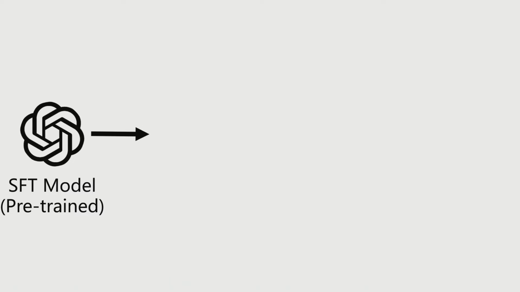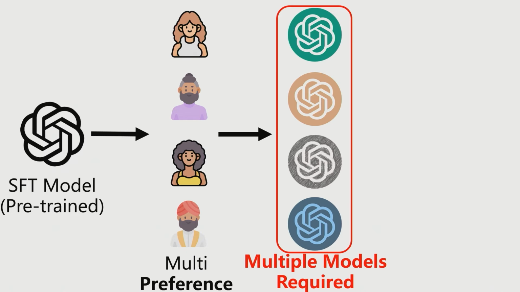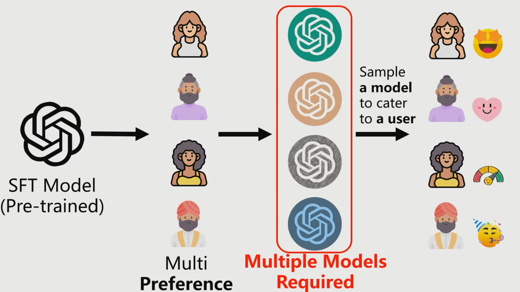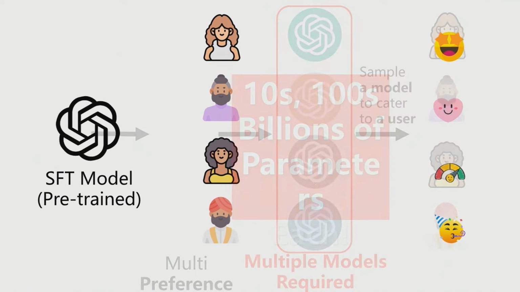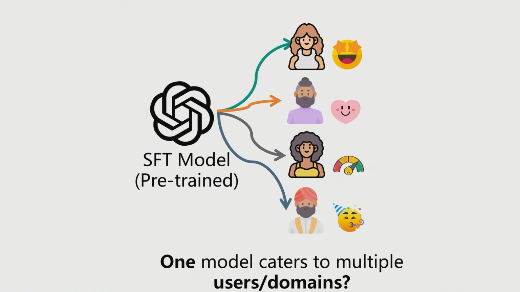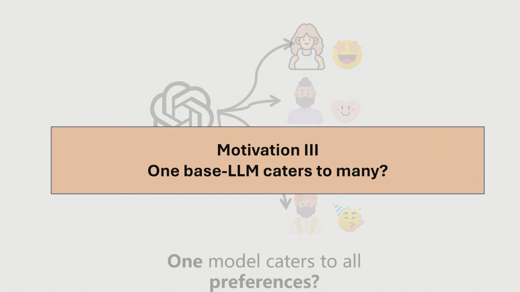Now, you could also imagine that if you have a base language model, you have to cater to many different personalized preferences. In reality, you cannot really train all these models to cater to different preferences. So maybe the dream is, can you have one model that caters to all? So that's basically the motivation why we want a language model that is able to be aligned on the fly.